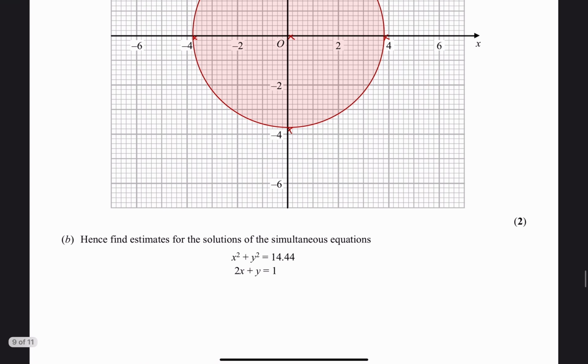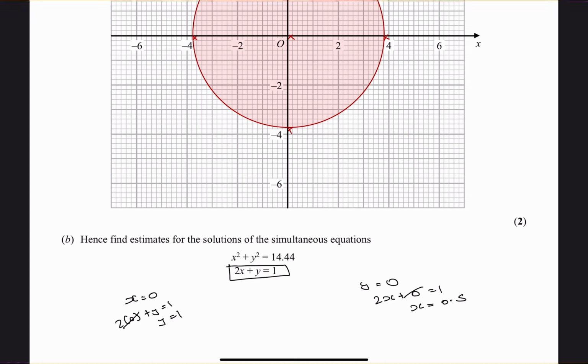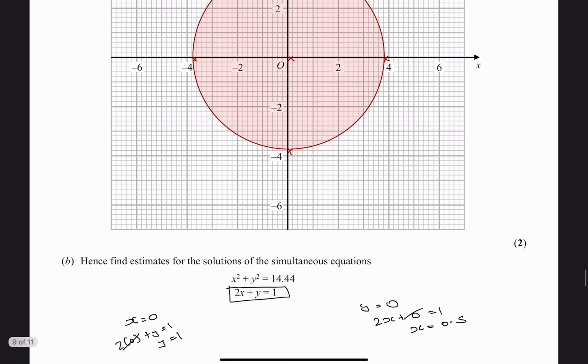And the next one, you're drawing this one. Always just say, remember, what are the two coordinates? Whenever you want to find out how to draw something, x is 0 and y is 0. If x is 0, 2 bracket 0 plus y equals 1. So basically, that goes away. Y is 1. And if y is 0, 2x plus 0 equals 1. So that goes away. X is 1 over 2. So that's 0.5. Y is 0, x is 0.5, which is here.